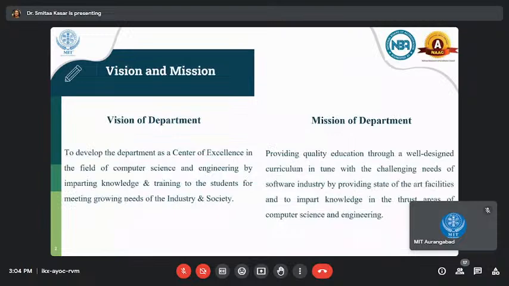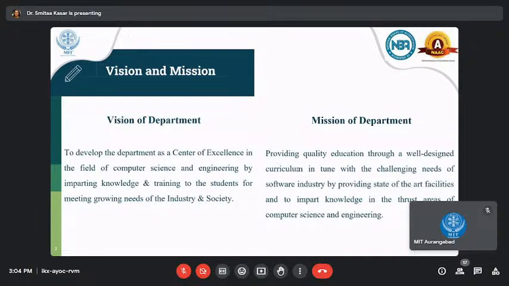Looking further at the screen, this is the vision and the mission of our CSE department. The vision clearly states that we would like to come up as a center of excellence in the field of computer science and engineering. And how do we plan to do so? By imparting knowledge and training to the students so that they become capable of meeting the growing needs of the industry and society. So this is our vision.